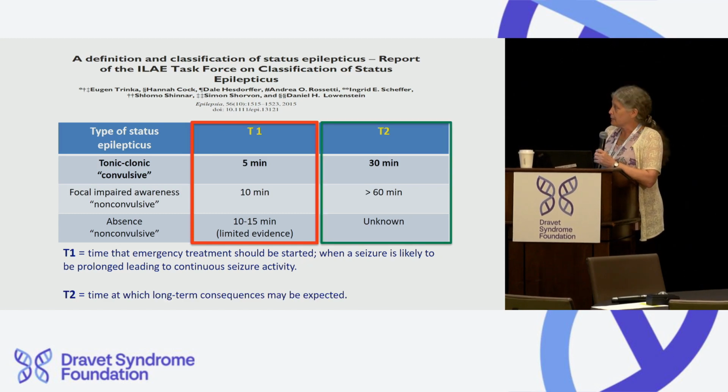And then the second time point, T2, is the time at which long-term consequences of that status epilepticus can be seen. And so we really want to be sure that that seizure has stopped well before this time because we don't want that status epilepticus to result in any brain injury. So really T1 is when we want to have that treatment started at the latest.